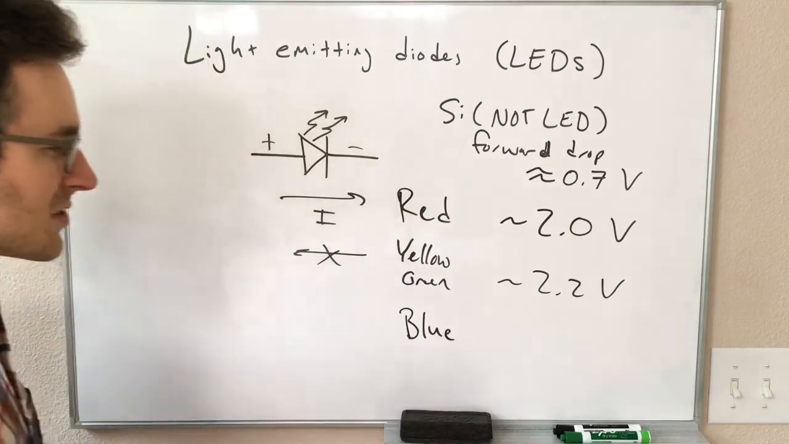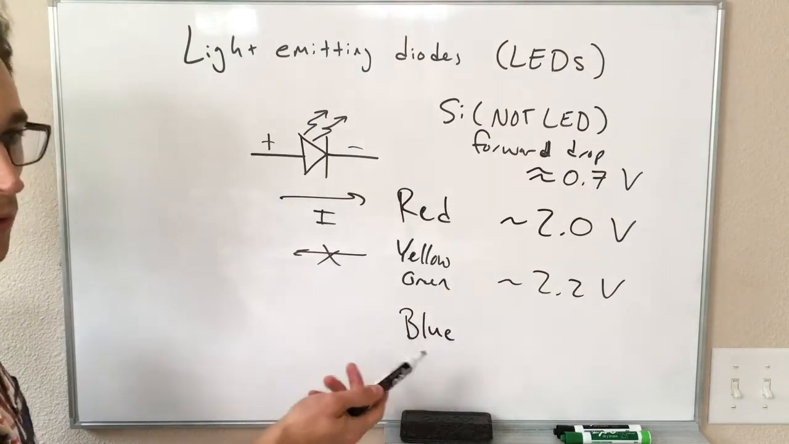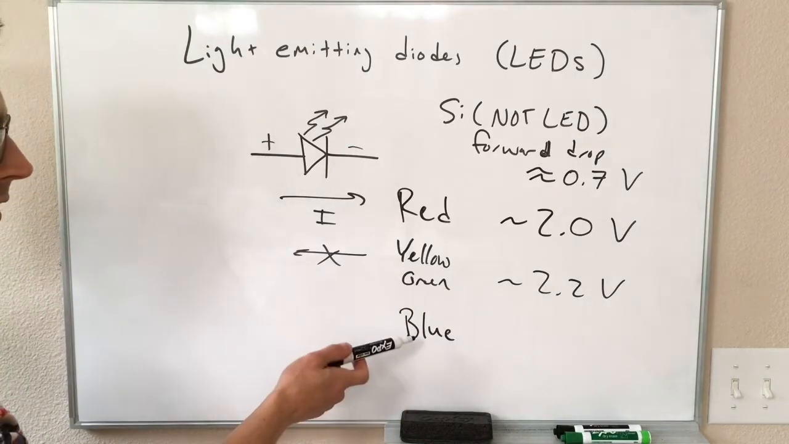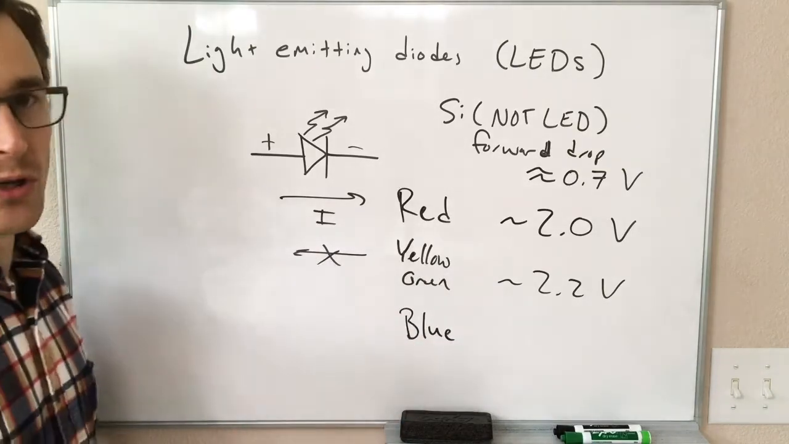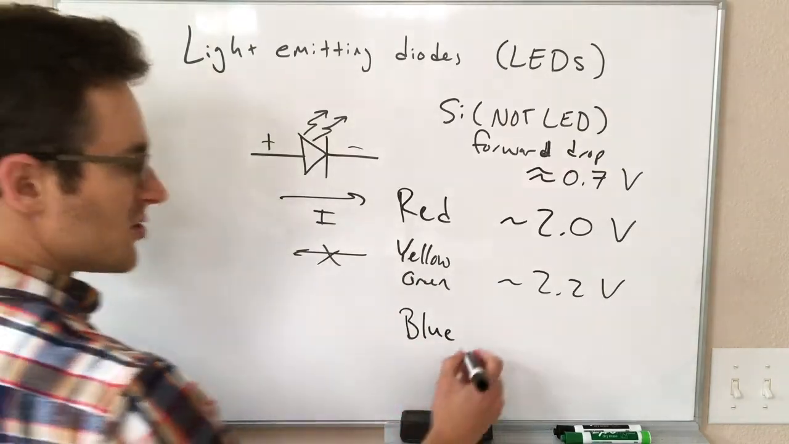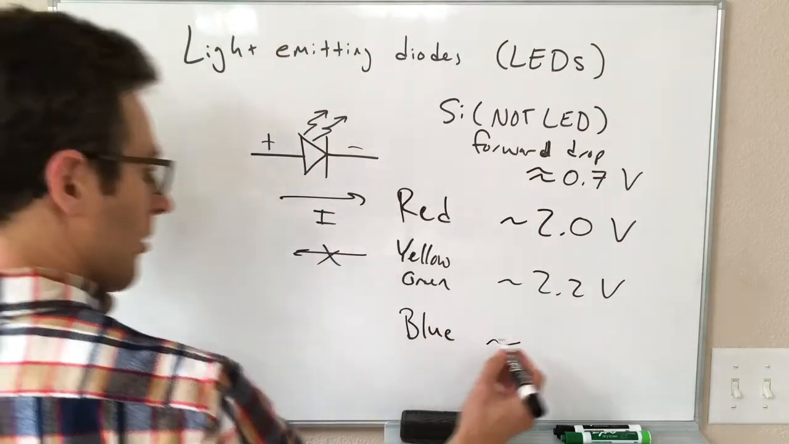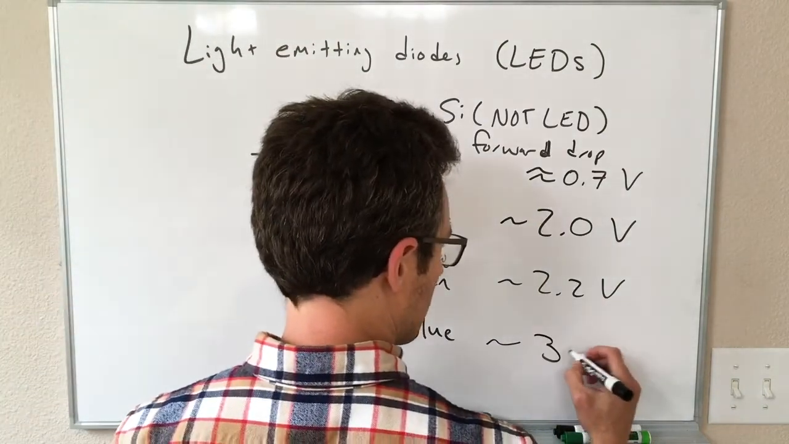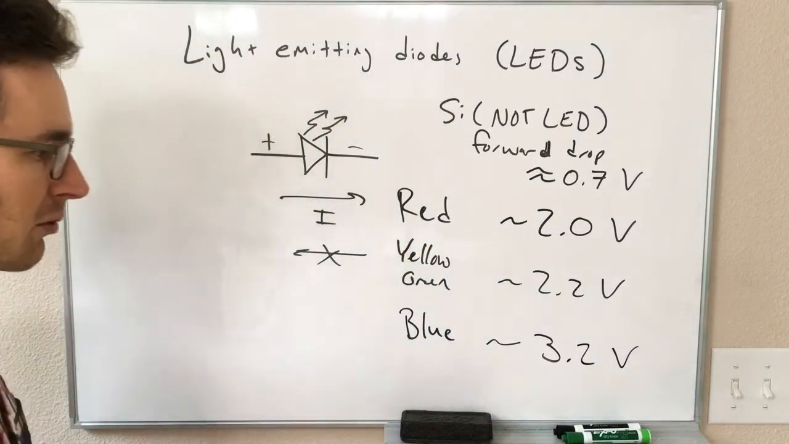Anyway, so blue LEDs, the blue light has more energy, shorter wavelength, higher frequency, etc., more energy than the other ones, and so it needs a larger band gap and a larger voltage. So blue LEDs are going to have a forward drop of roughly 3 volts, maybe we'll say 3.2 volts or something like that. Very, very roughly 3 volts.